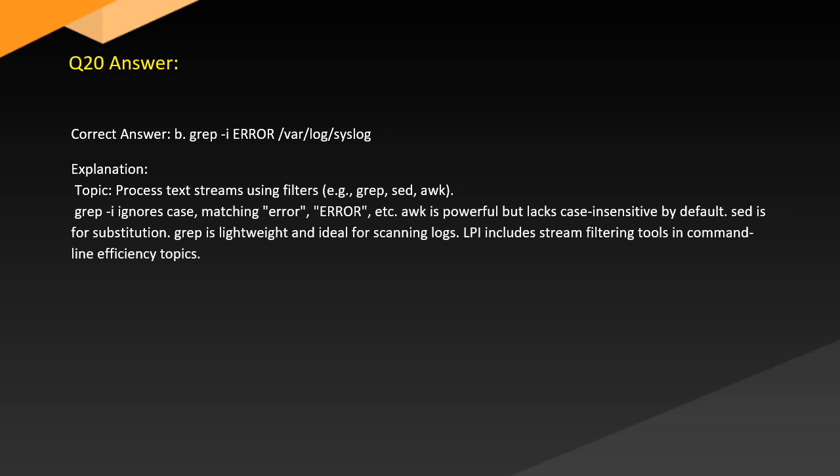Answer. Correct answer. B. grep -i error /var/log/syslog. Explanation. Topic. Process text streams using filters. E.g., grep, sed, awk. The -i ignores case matching: Error, etc. awk is powerful but lacks case insensitivity by default. sed is for substitution. grep is lightweight and ideal for scanning logs. LPI includes stream filtering tools in command line efficiency topics.